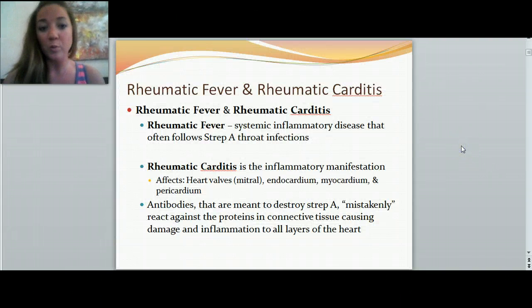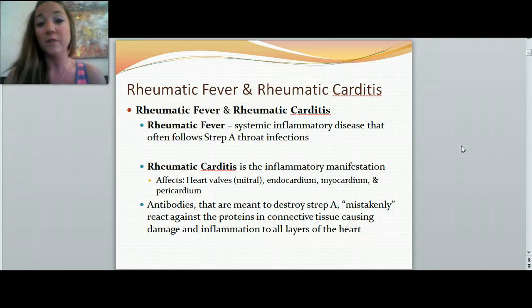All right, so the first one we're going to talk about is rheumatic fever and rheumatic carditis. I know in your peds class, Miss Terrell is going to talk to you about rheumatic fever. And that's something that's pretty common with pediatric patients, but it also can happen within adulthood as well. And a very serious cardiac disorder that can happen as a result of rheumatic fever is rheumatic carditis. Typically, rheumatic fever is a systemic and inflammatory disease, and it typically follows strep A infections.